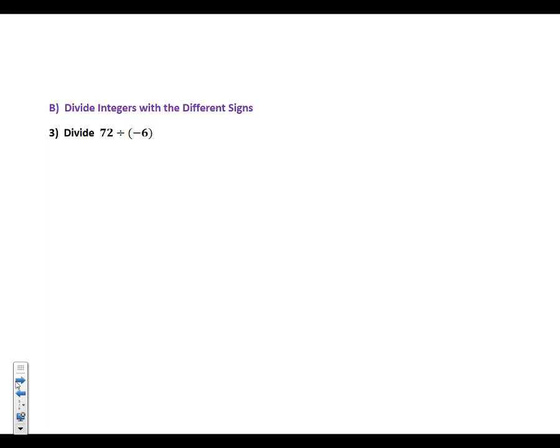So let's do a couple quick examples of dividing integers with different signs. We have 72 divided by negative 6. We recognize we're dividing. We recognize that the signs are opposite. We know our answer is going to be negative. 72 divided by 6 is 12. A positive divided by a negative is negative. Our answer is negative 12.